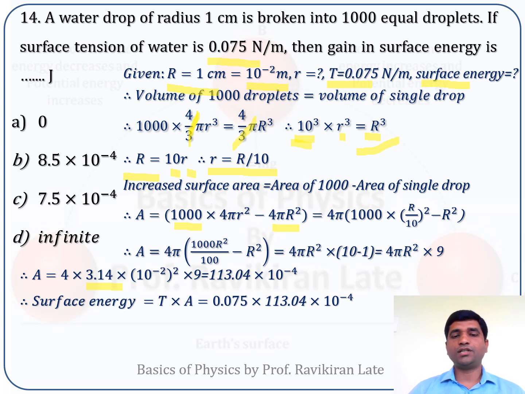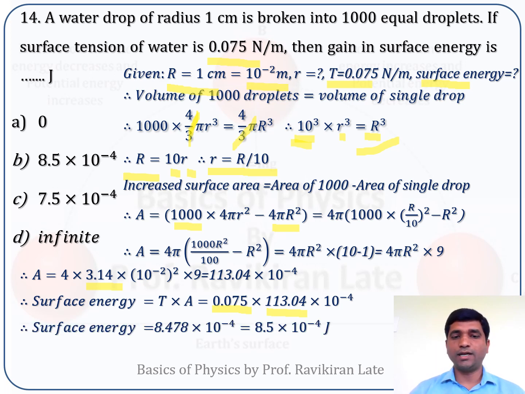Surface energy will be nothing but the surface tension into the area. The surface tension of the liquid is given, which is 0.075. The increase in area we have calculated, which is 113.04 into 10 raised to minus 4. So if I substitute these values and do this simple calculation, I'll get the answer 8.478, which is approximately 8.4. So if I look into the options, it is option B which is showing this answer. So the correct answer for this question is option number B.